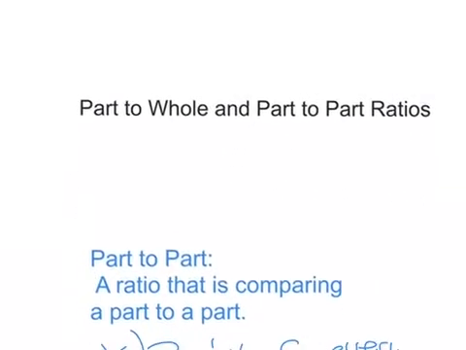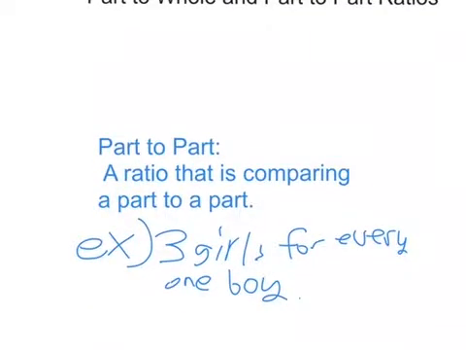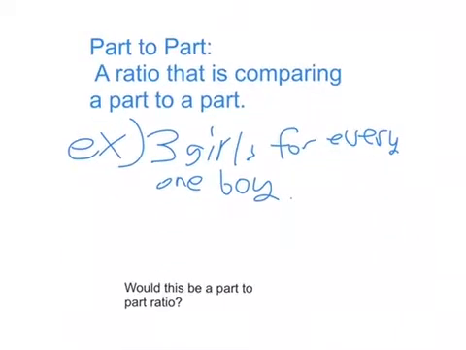So first, let's start to talk about part to part ratios, which is a ratio that is comparing a part to a part. So now let's see an example. An example of a part to part ratio will be 3 girls for every 1 boy because they're comparing girls and boys.